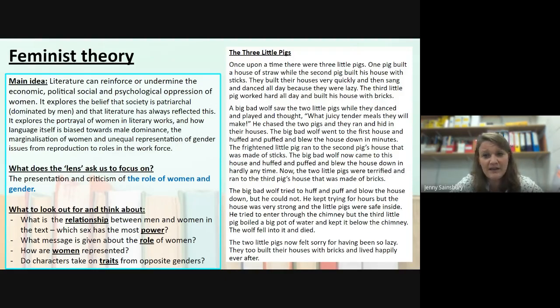Pause the video here and see if you can unpick some of that, particularly looking for key words, such as the male pronouns, and thinking about representations of gender roles. Pause the video and have a go.